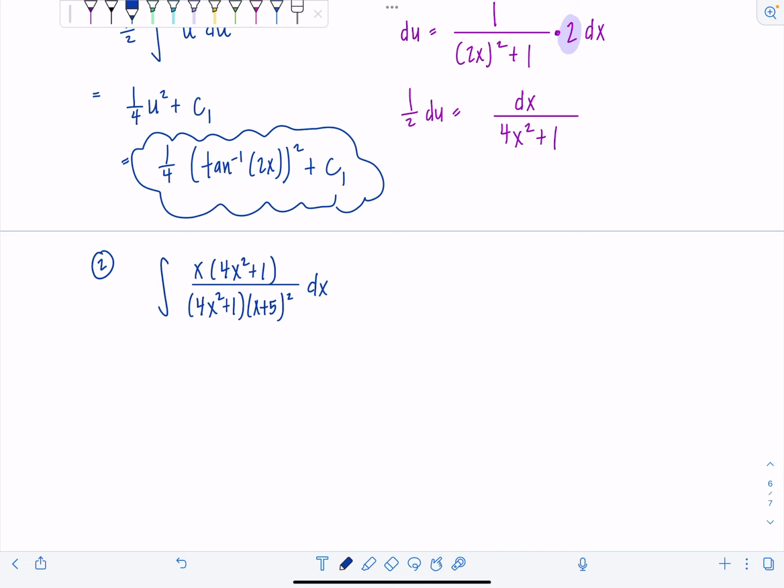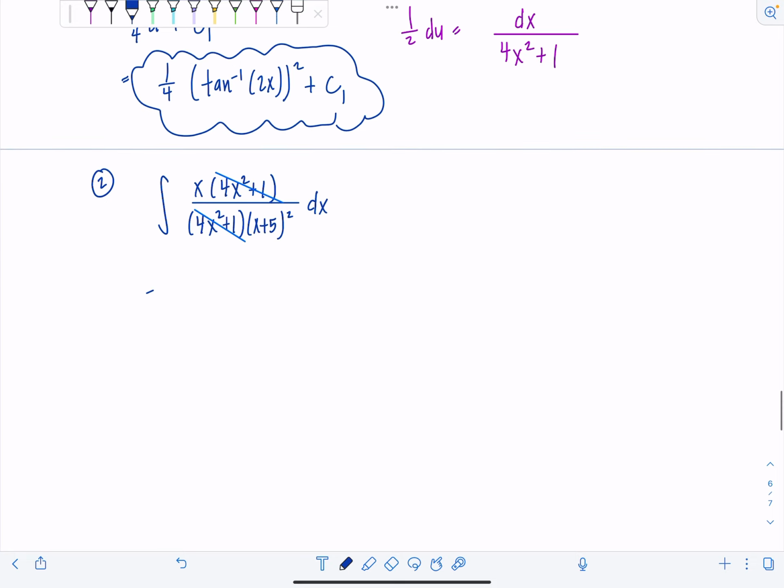Yay! Look what we can do, you guys. Cancel out this 4x squared plus 1. Fabulous. Then we have the integral of x over x plus 5 squared, dx.